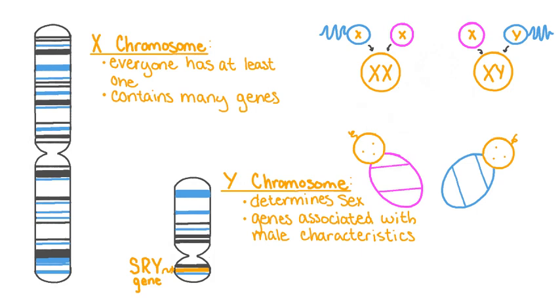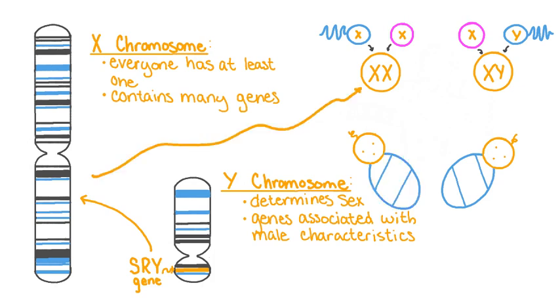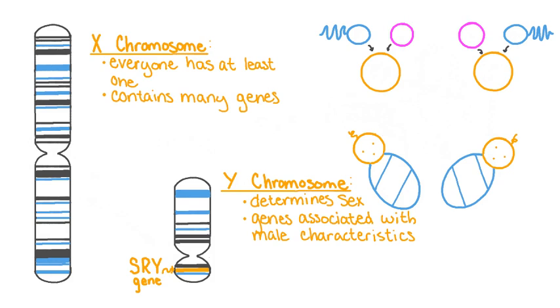In some rare instances, an SRY gene is transferred to the X chromosome, which can lead to the birth of offspring who possess two X chromosomes but have male characteristics. In other rare instances, offspring can inherit more than two sex chromosomes. In these cases, because of the presence of a Y chromosome, these offspring will also have male characteristics.